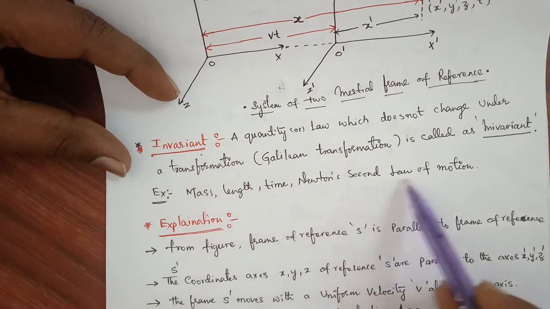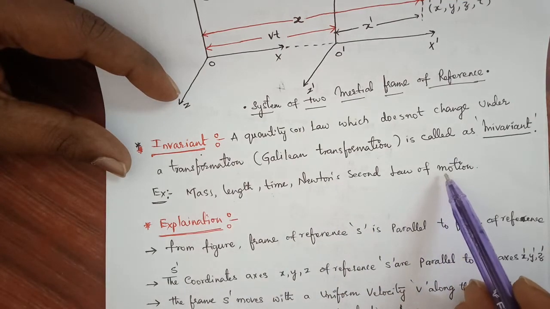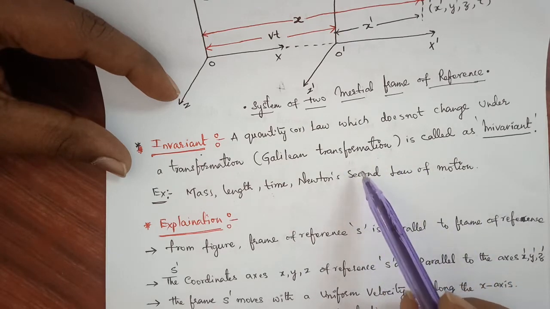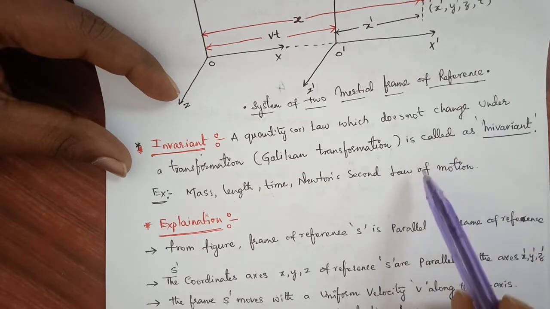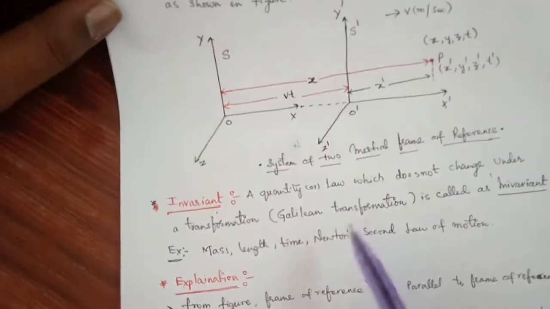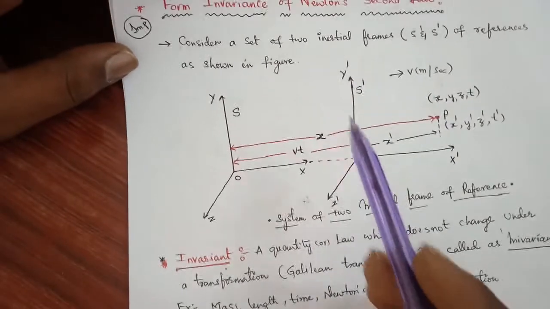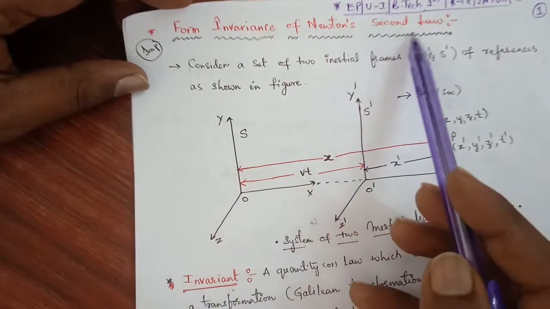But Newton's second law of motion, is it a scalar quantity? Yes, this also doesn't change under its transformation. Let us try to understand that, that is, the form invariance of Newton's second law.